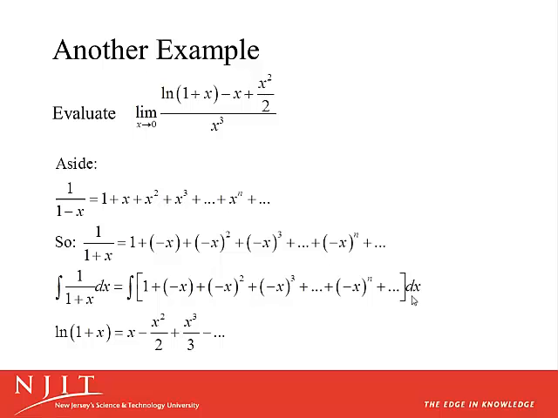Let's consider another example. If we want to evaluate a limit, in this case the limit as x goes to 0 of natural log of 1 plus x minus x plus x squared over 2, all over x cubed, well, there are a couple of ways to do it. Let's consider using power series and Taylor series in order to solve this problem. We can recall that one of the series that we know, or should know, is the expansion for 1 over 1 minus x, which is 1 plus x plus x squared plus x cubed plus dot, dot, dot.